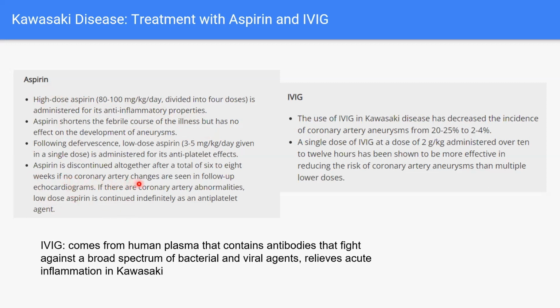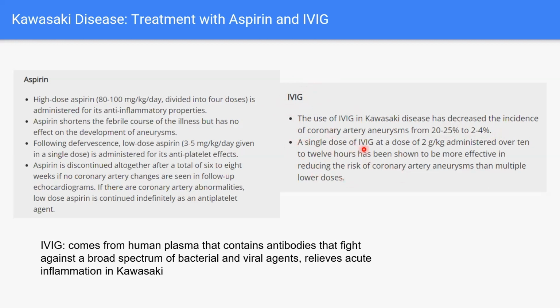And then if you do end up seeing coronary artery changes on the follow-up echo, you might want to keep them on low dose aspirin for a long time. But that's at follow-up. And then IVIG, which is intravenous immunoglobulin, made from human plasma. Essentially, you're giving the patient antibodies that fight against a broad spectrum of bacterial and viral agents. The reason this helps in Kawasaki disease is not only that we think there could have been an infectious trigger, but this also brings down the inflammation greatly. This has decreased the incidence of coronary artery aneurysms from 20 to 25%, which is a lot, one in four people getting an aneurysm, to 2 to 4%. So definitely need to admit to the hospital and give them this.